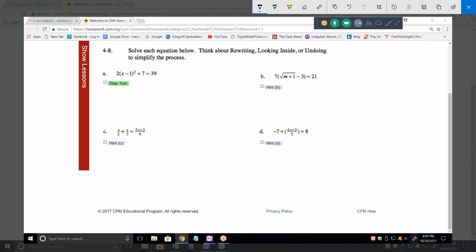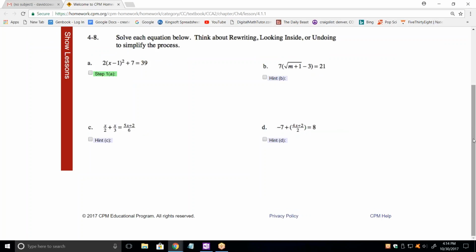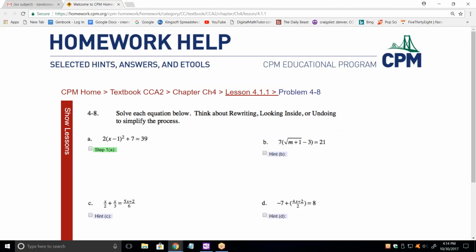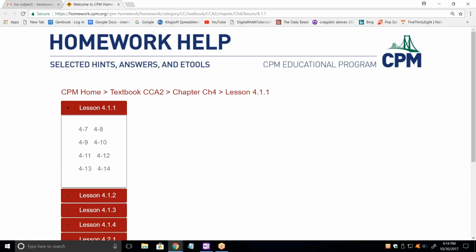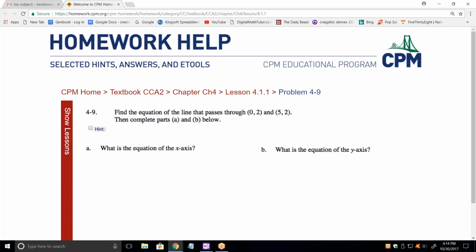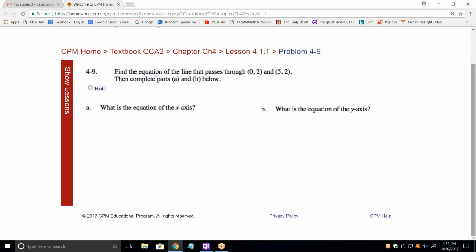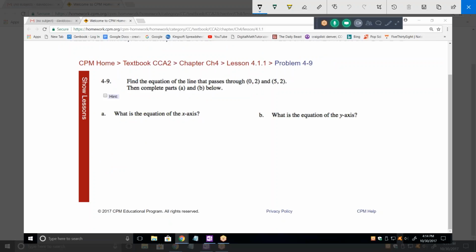All right, guess we need to go on here to the next one. 4, 9. When you are coming up with the equation of a line, what's your standard format? This is the very first one they teach you. Y equals what? Is this the mx plus b? Perfect. What is m?